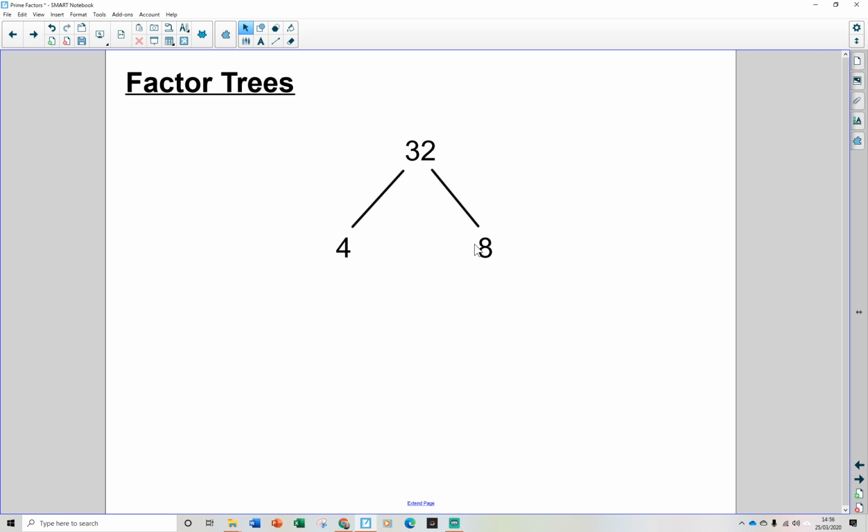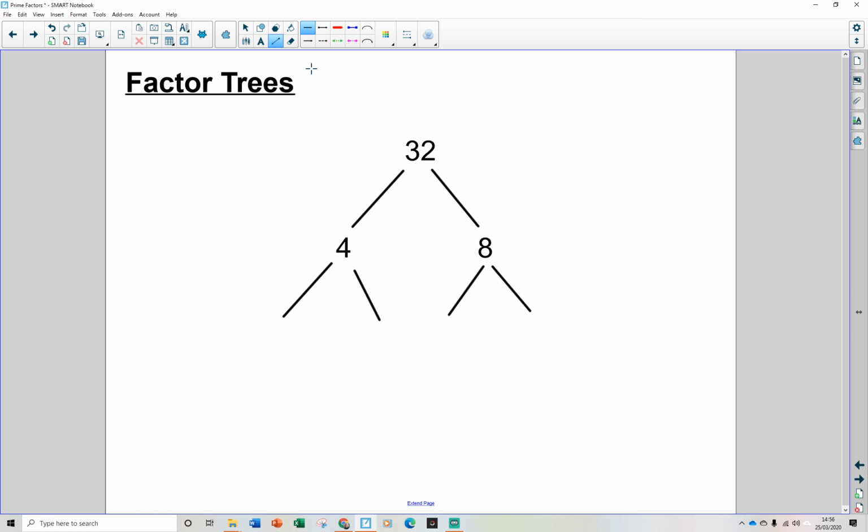I look and see if either of those are prime numbers. Well, they're both even numbers that aren't 2, so I know that they're not prime. They are composite numbers, which means they can be broken down further into primes. So I need to add more branches to my tree on both sides.